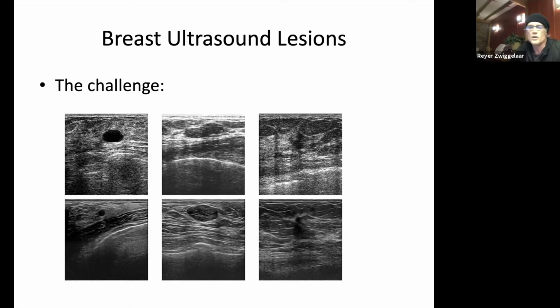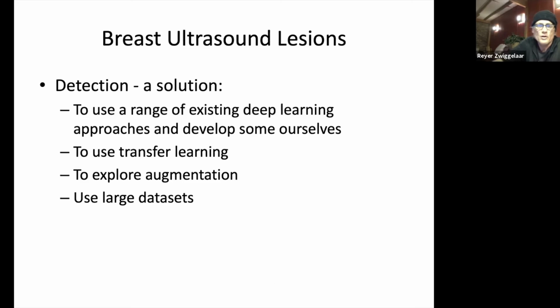The first thing that we want to do is make sure that we find an abnormal region, and we've developed different techniques for that. We've got a straightforward solution, because we've looked at a set of existing deep learning approaches and developed or adapted some of those specifically for breast ultrasound lesions. We've done quite a bit of transfer learning, but also explored beneficial augmentation techniques. And in the process, we've developed large data sets as well.